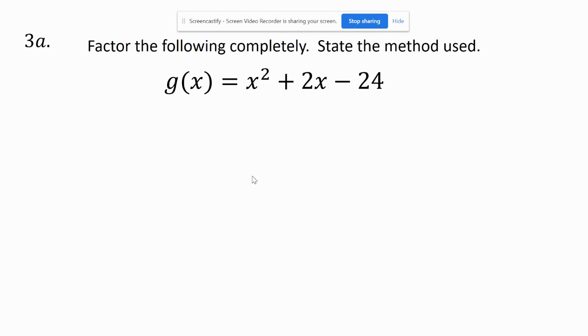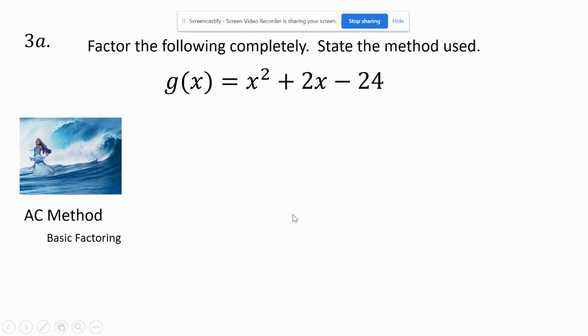Factor the following completely and state the method used. Now I'm going to say this method will not actually be listed on the test because technically there is a number 1 in front of the x squared, but when you multiply by 1, the answer is going to be the last number anyway. So I call this the basic factoring.